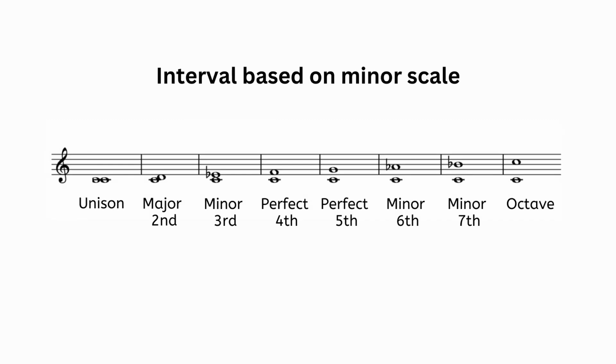In minor scale, the method of counting numbers is the same as major, however, the quality of some intervals changed. For example, the interval of third, sixth, and seventh are slightly altered with a semitone smaller. It becomes minor third, minor sixth, and minor seventh, respectively. The unison, major second, perfect fourth, and perfect fifth stay the same.